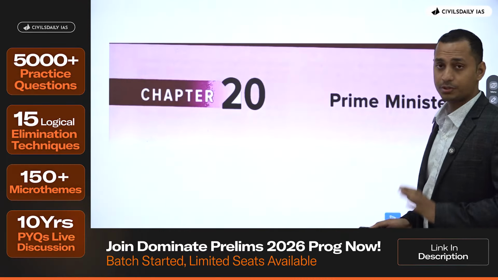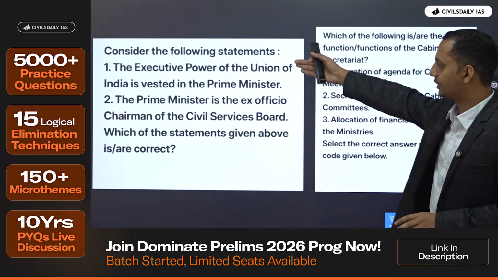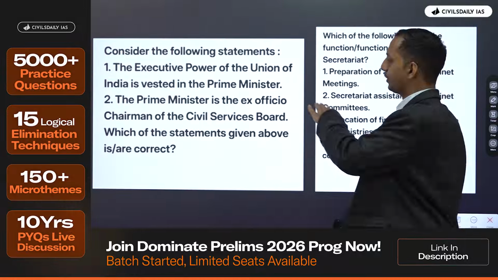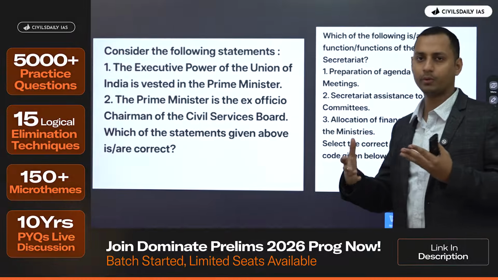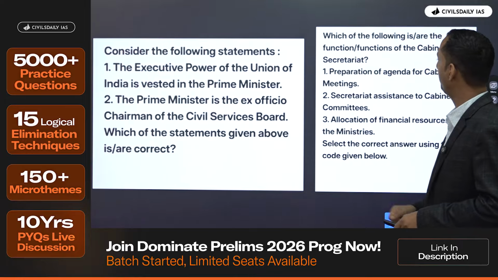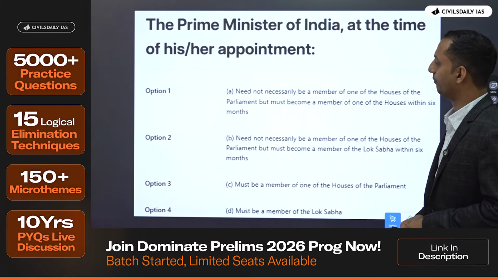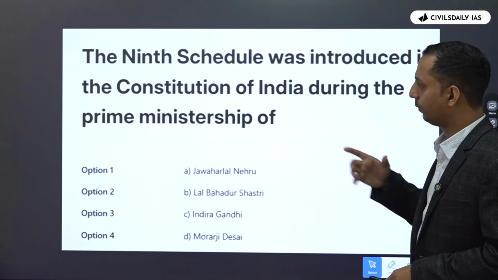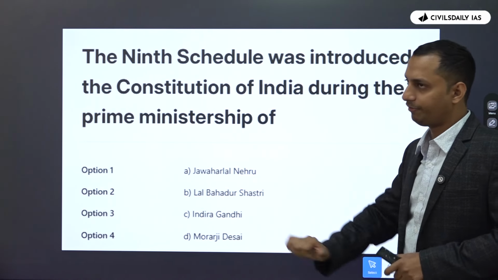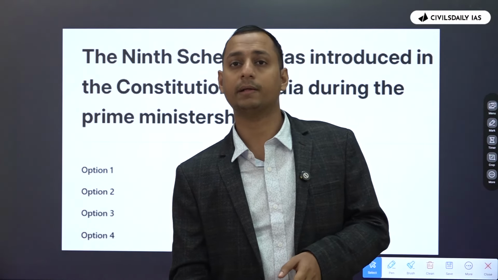Now moving on to the Prime Minister, the same here. Only 2 questions have come. Executive power of the Union government is vested with the Prime Minister. Even though the Prime Minister is the most important office, it is not a favorite area for UPSC. Okay? Functions of the Cabinet Secretary, Prime Minister of India at the time of appointment, 9th schedule.